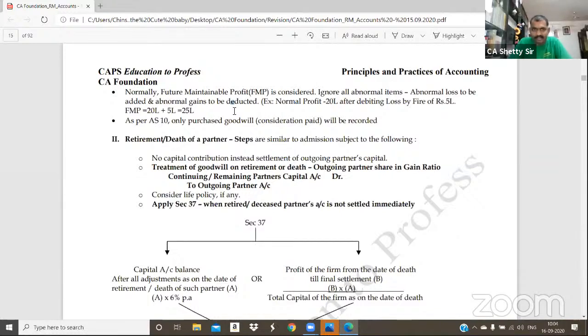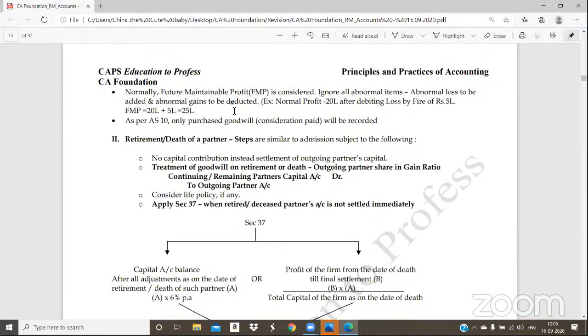Ignore all abnormal items. Abnormal loss to be added, abnormal gains to be deducted. The concept is there. In your profit and loss account, the net profit is 20 lakh in our example, after debiting loss by fire of 5 lakh. Debit in accounts means in the P&L account you have deducted it. Whatever you deducted, just add back. 20 plus 5 will become 25 lakh. Understood?